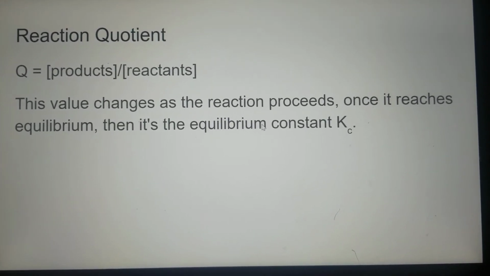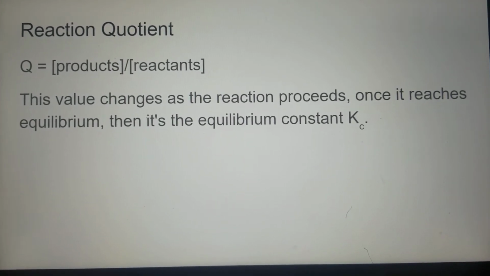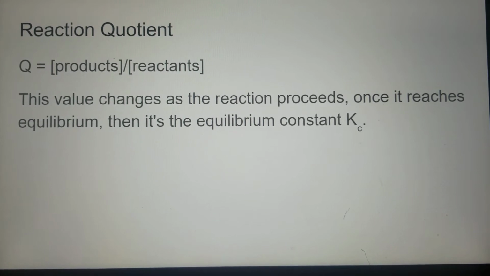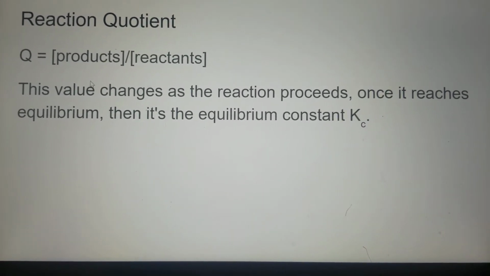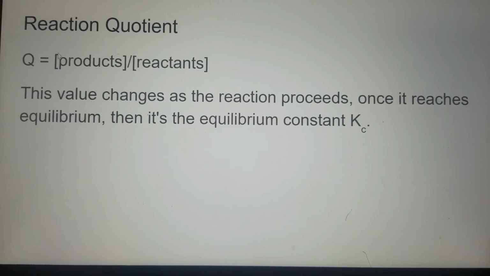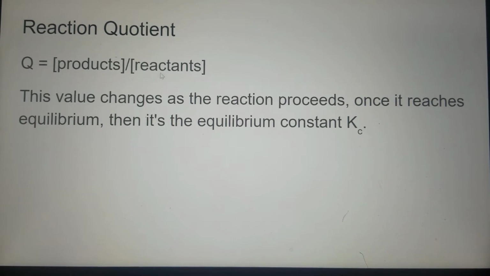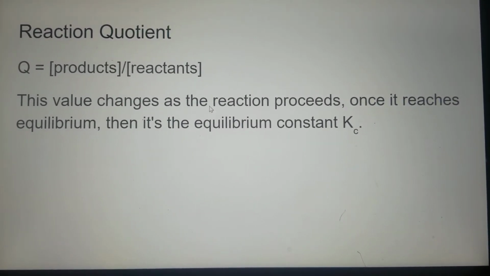You need to know, this is some new information. The reaction quotient, represented by capital Q, is the concentration of the products divided by the concentration of the reactants. So remember that these square brackets mean the concentration of. So the concentration of the products divided by the concentration of the reactants. This value changes as the reaction proceeds.